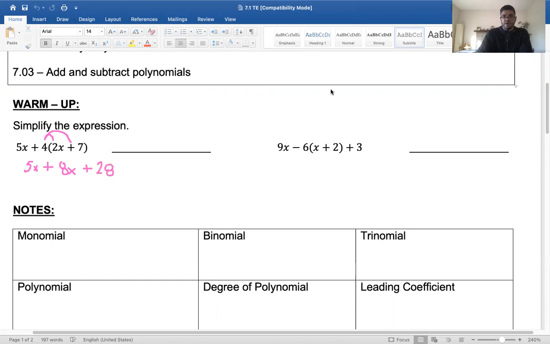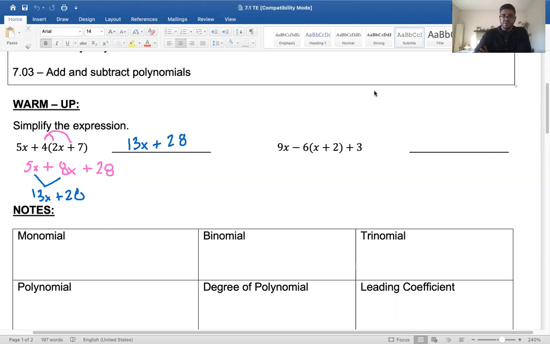And then from here, we can combine like terms. And remember, when we combine like terms, we can combine things that have the same variable and the same exponent. So we can combine these two to make 13x plus 28. And so that becomes our final answer. 13x plus 28.